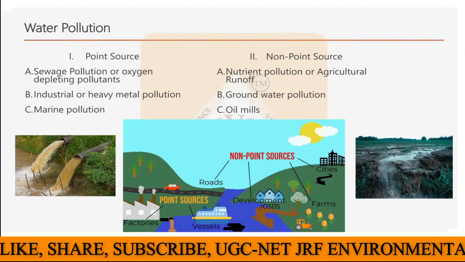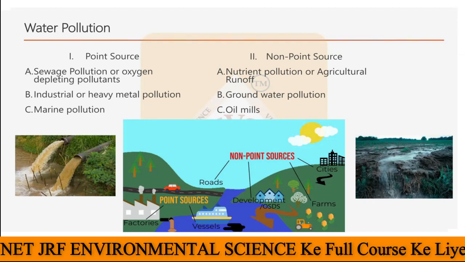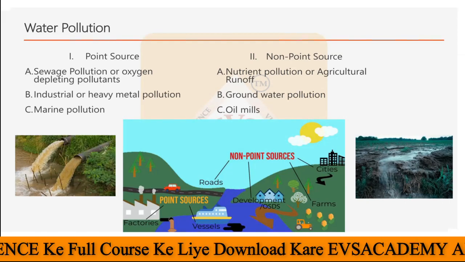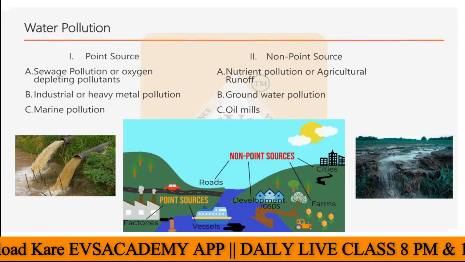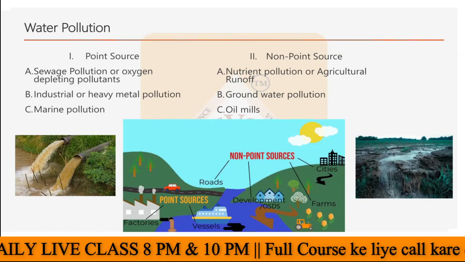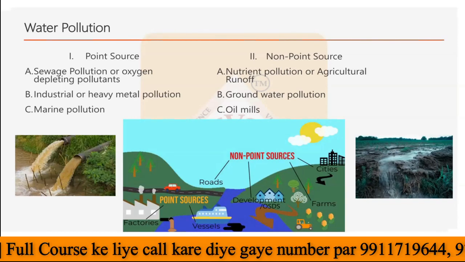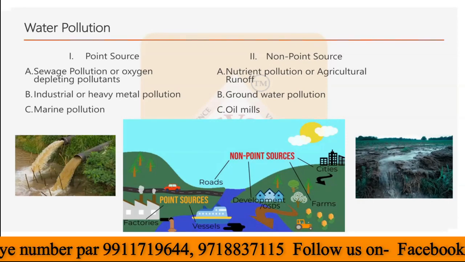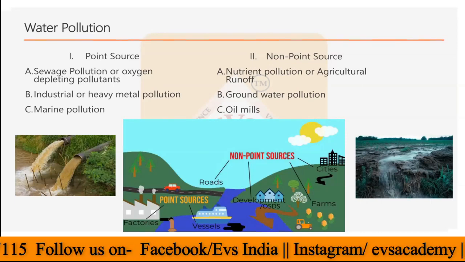Now, water pollution can be divided into two main types. What are these two main types? One is the point source, and another one is the non-point source. What is the point source of pollution? If you look at this particular image, these are examples of point source pollution, where we know exactly where the pollution is coming from. Maybe from this particular pipe which is coming out from a single factory, or maybe a single house. That is a point source of water pollution.